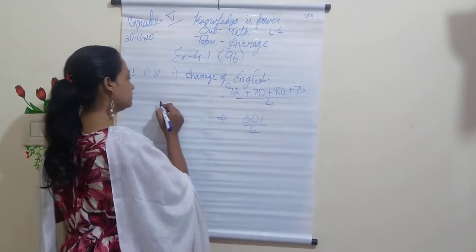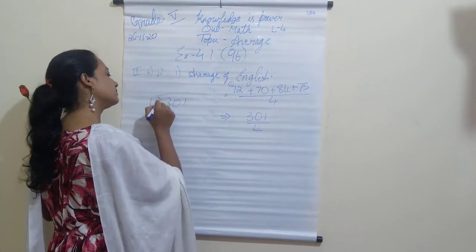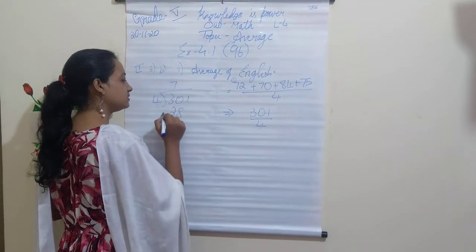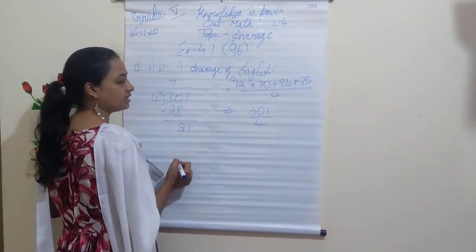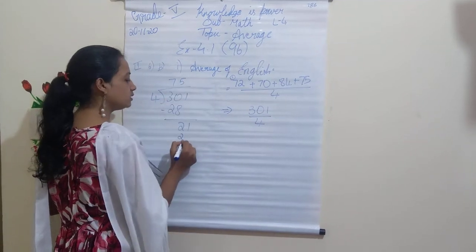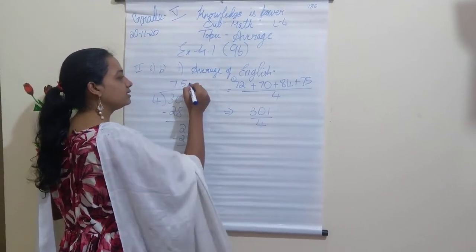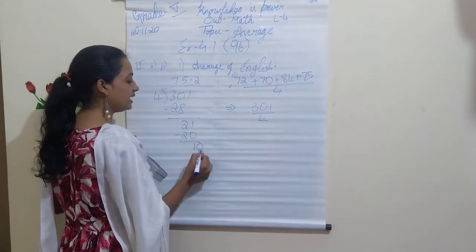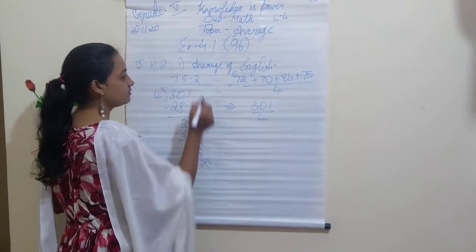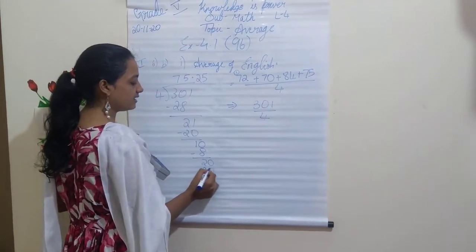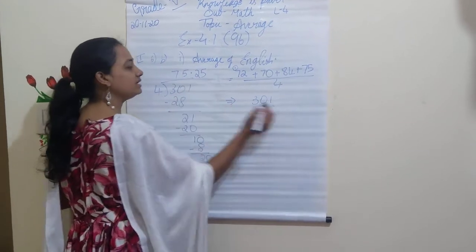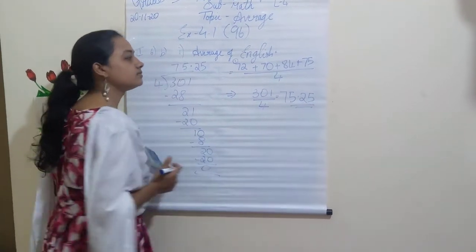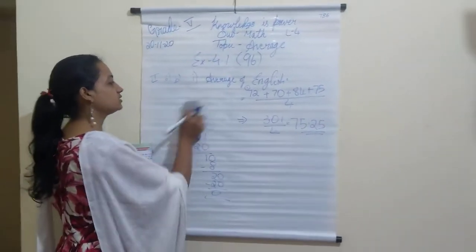Now let us divide this by 4. 4 7s are 28. The remainder is 2 and 1. Decimal point 0. 2s are 8. 5s are 20. So what is the average I got? 75.25. This is the average of English.